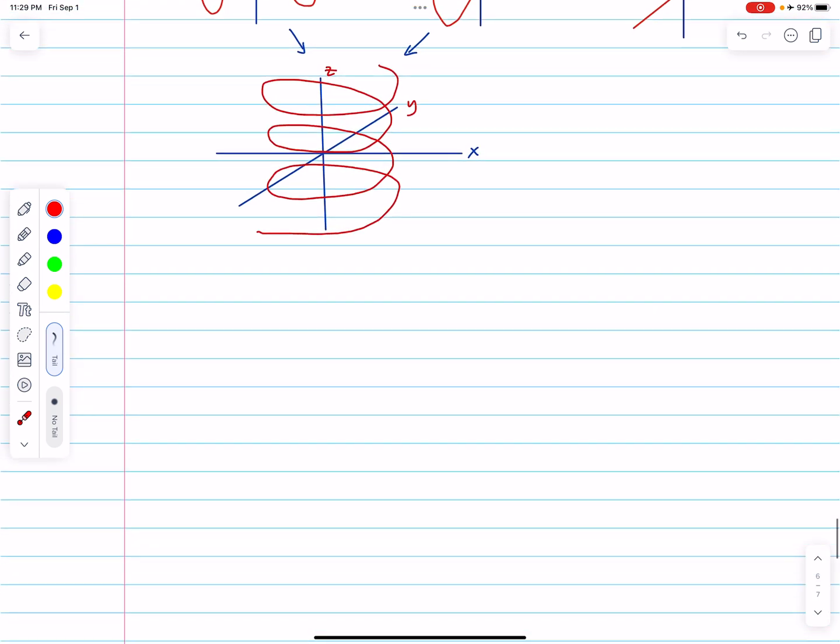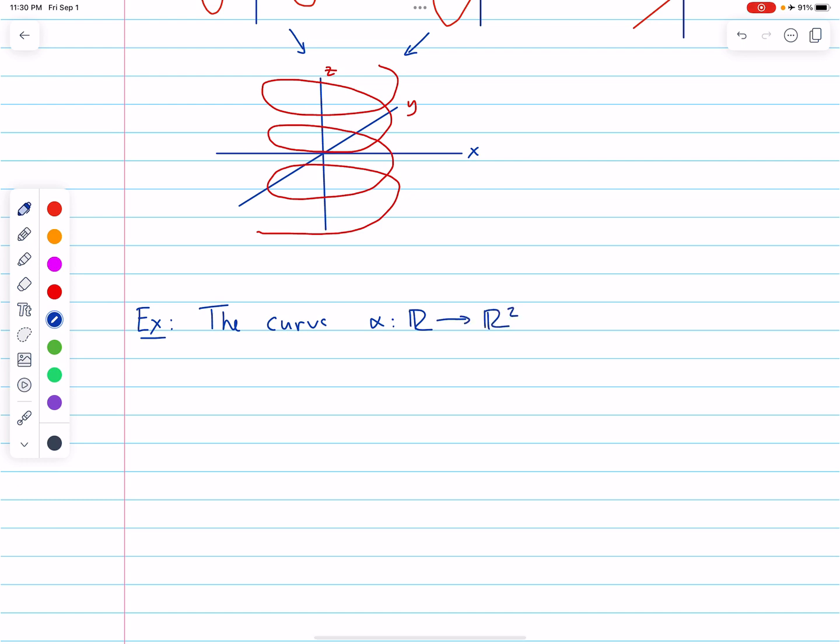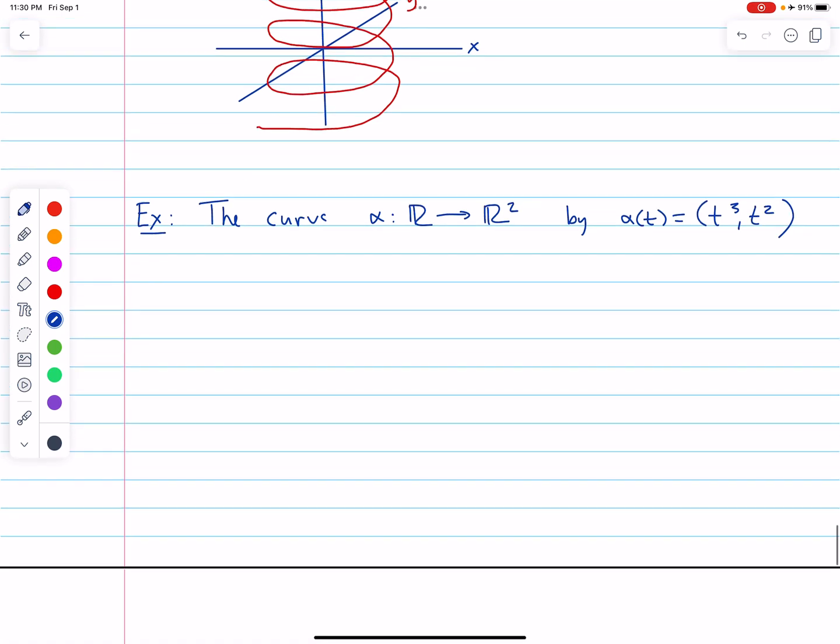All right, let's go to another example. Let me make that blue again. Here's an interesting example, and this will be important in what follows. This is just going to be a curve into R2. This is alpha, which maps the entire real interval into R2, given by alpha of t equals (t cubed, t squared). Okay, so what does that look like?